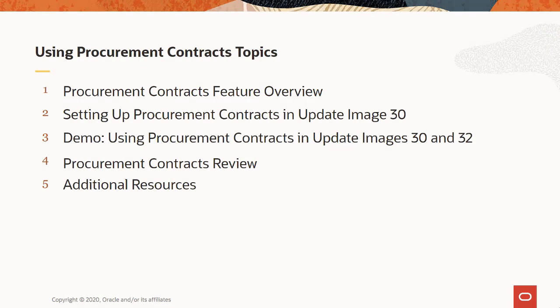This Spotlight provides an in-depth overview of the new features delivered in Update Images 30 and 32. We'll start with an overview of the new features, followed by how to configure them. Then we'll show multiple demonstrations on how to use these features in your procurement process. We end the Spotlight with a review by highlighting the feature benefits to your organization and then close with where to find additional resources. Let's start with a feature overview.